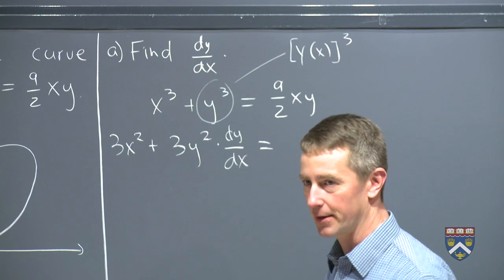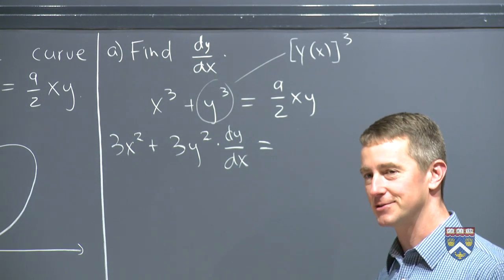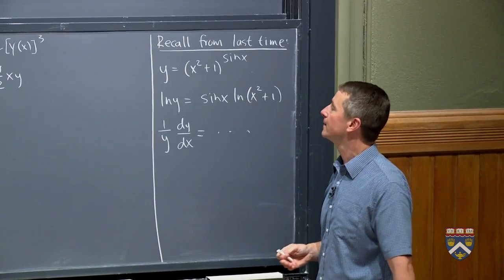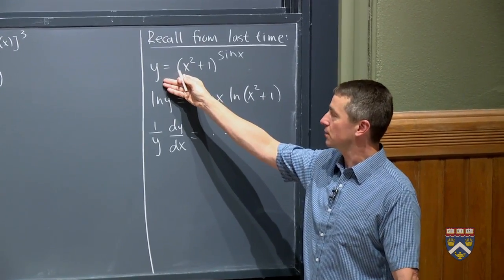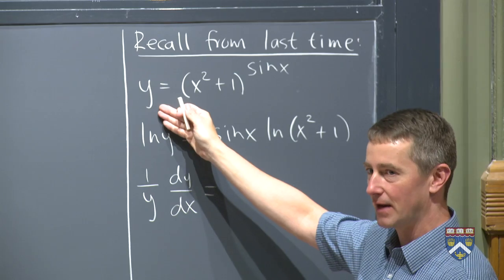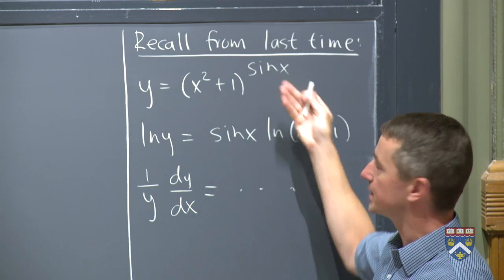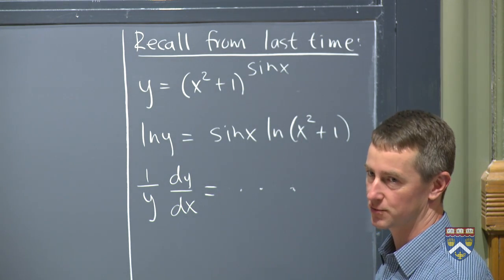So that came from the chain rule. Now I know somebody has a question about why this dy dx is here. Let's remind ourselves of the very last problem we did last week. I intentionally chose to name that function y instead of f of x, like we did in the previous example. We had y equals this. We decided we need to do logarithmic differentiation, remember.